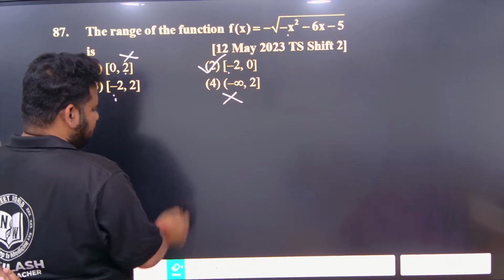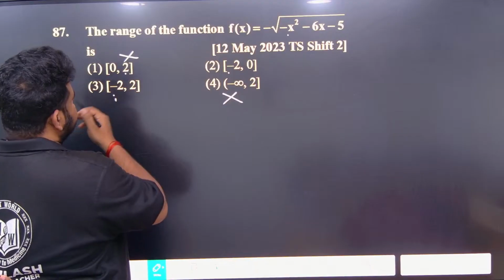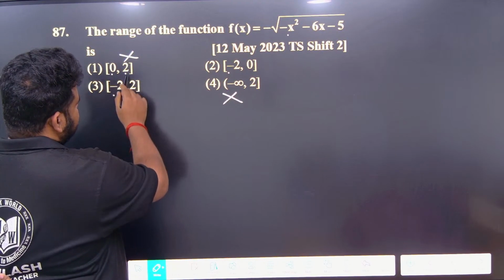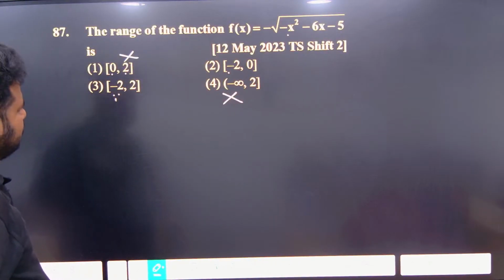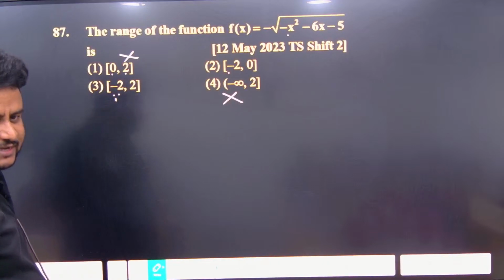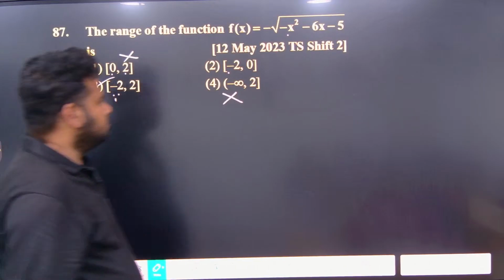What is the option you have to go with? Third option, you are telling. See here it is 0, here it is minus 2. Here 2 is repeating, minus 2 is repeating, in the same place. 0 is repeating but not in the same place. So I will go with the third option.